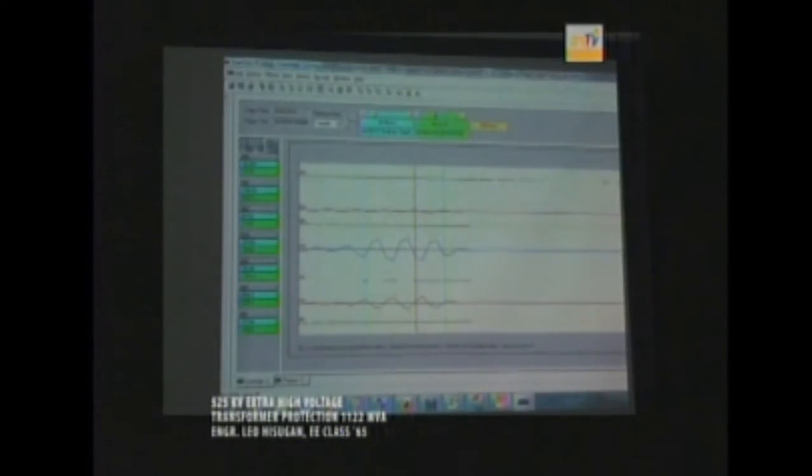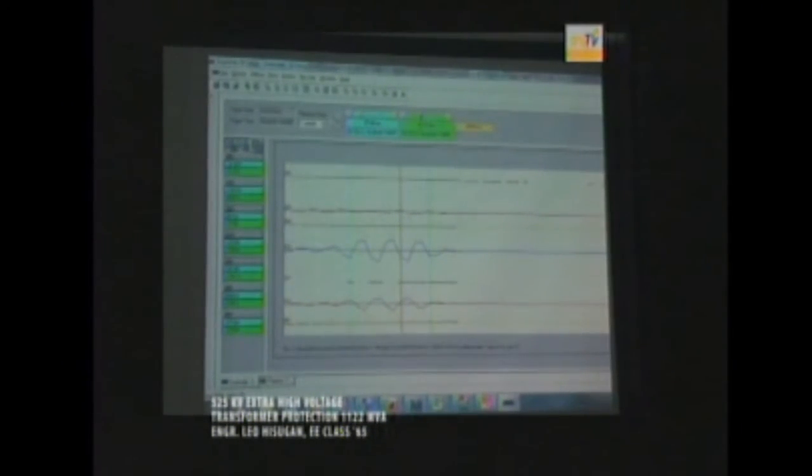We can ask our students to take a look at the drawing here. You have A phase, B phase, and C phase currents. So what happened from this cycle to this cycle here? What phases pick up immediately?